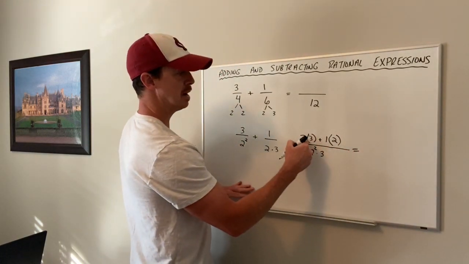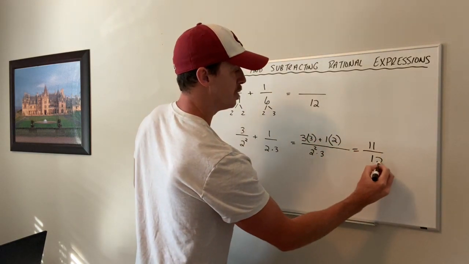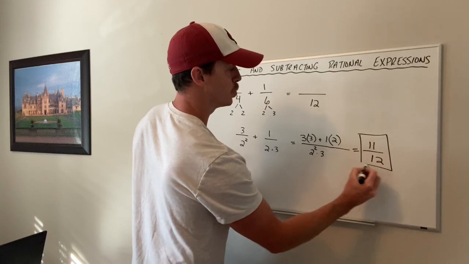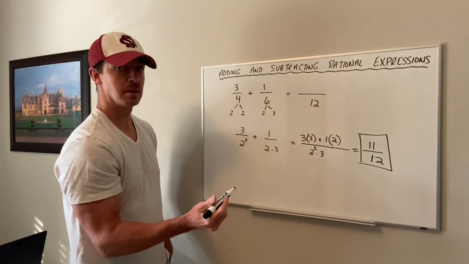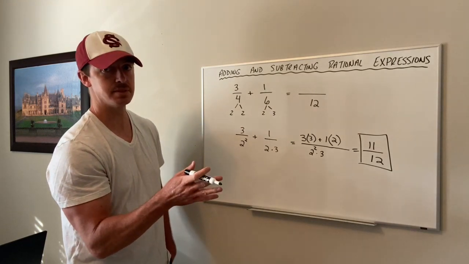3 times 3 would be 9. 9 plus 2 is 11. And we already know that this is 12. Your answer would be 11/12. Keep that in mind as we do these rational expressions, because you're going to see it's the same thing.